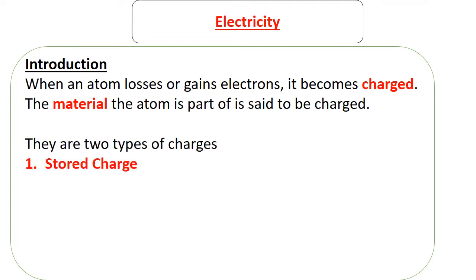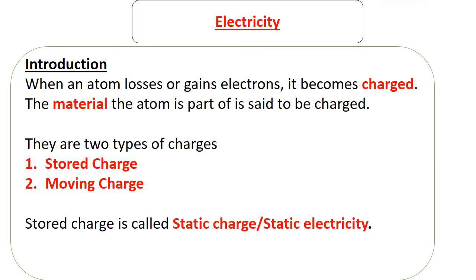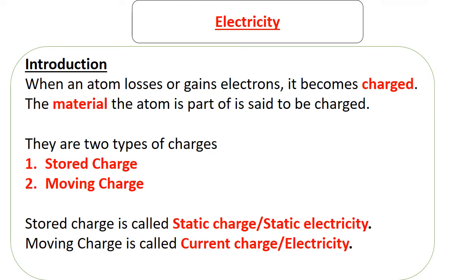So there are two types of charges. The first is stored charge, which is not moving, which is stored, waiting for something. Then the second kind of charge is moving charge. So this video is going to be based on stored charge, which is also called static charge or static electricity. Then the next video is going to be based on moving charge, which is called current charge or current electricity.